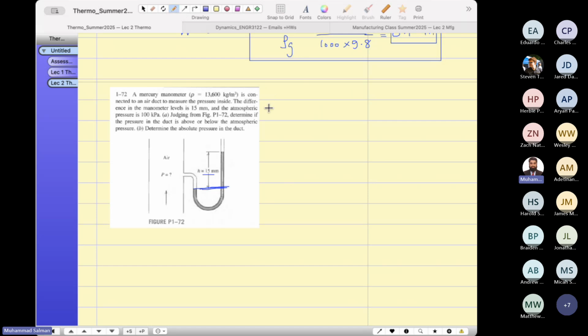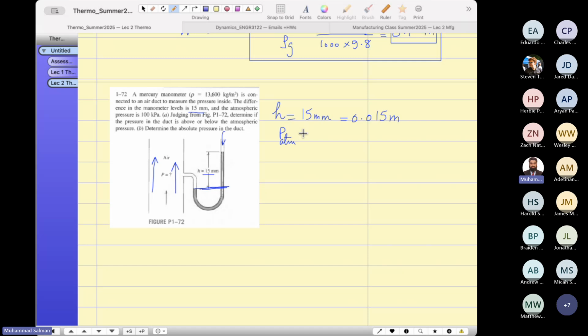So the question is, the mercury manometer is connected to an air duct to measure the pressure inside. So the air is flowing inside this duct. Like if you have an HVAC system and you want to find out the pressure of this HVAC system using the manometer, the difference is the manometer level. So let's write down the difference, and it is always good to convert it into meters.